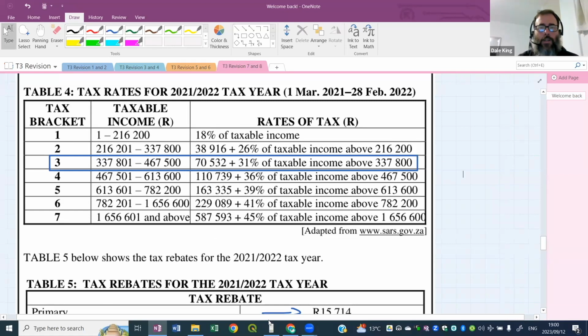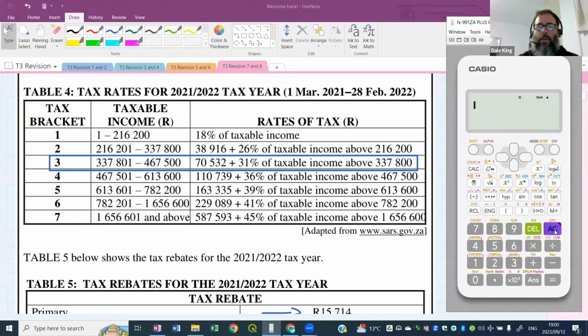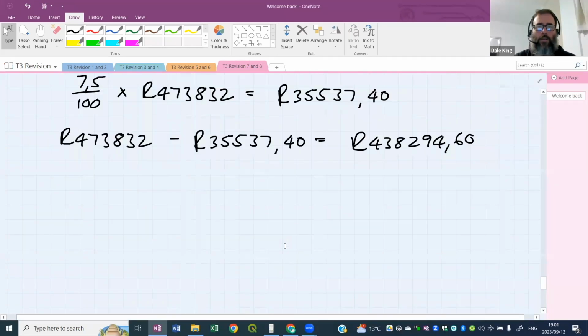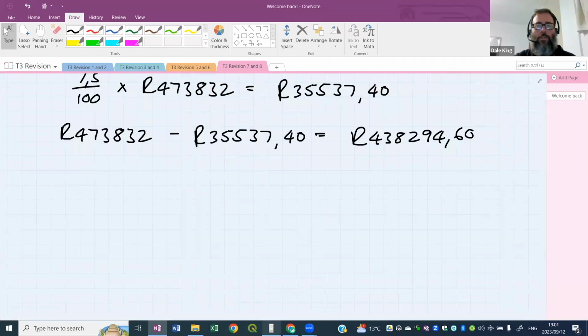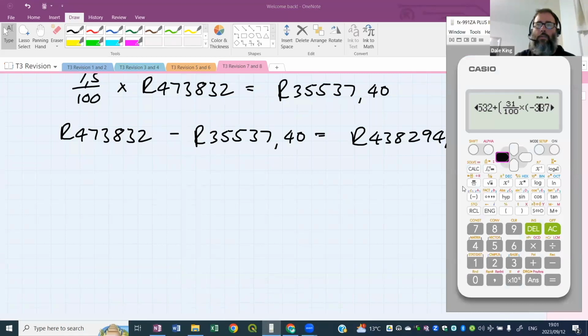70,532. I'm just going to do this on the calculator because you're running out of time now. So I'm going to say 70,532 plus bracket 31%. Let's do it all in the calculator like this. So 31 over 100 times another bracket, the amount above. So I'm going to just put a minus in there for now. I need to be the amount above 337,800. And what is the amount I need to be? 438,294,60. So I'm going to come back to my calculator and put that in here.